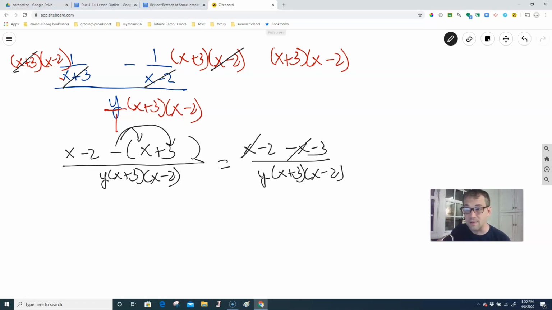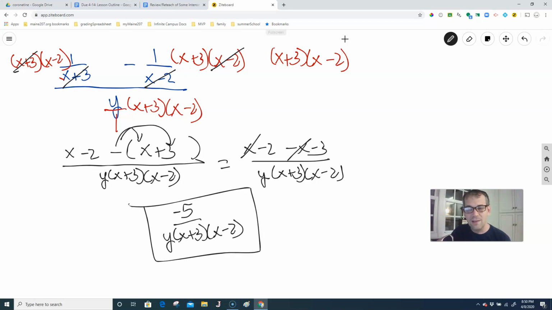These end up canceling. It doesn't have to work out that way. It just happened to this time. And we end up with negative 5 over y times x plus 3 times x minus 2. Still not great, but a less complicated fraction and the best we can do given these circumstances.